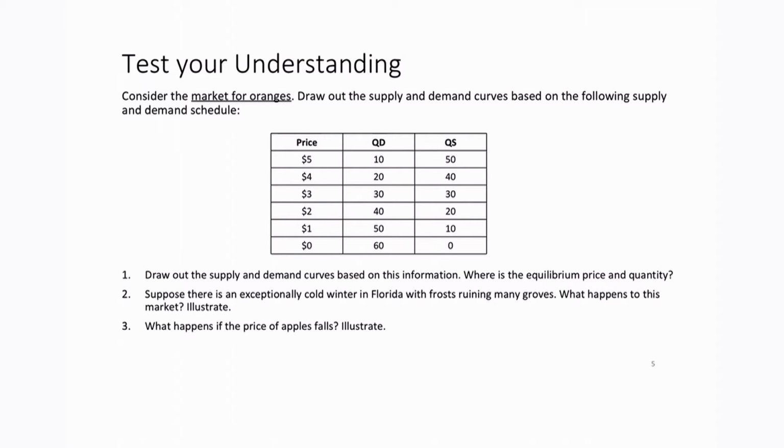So here, let's consider the market for oranges. And we have the following table that shows us the price, quantity demanded, and quantity supplied. So we have a different combination of quantity demanded and quantity supplied at each price point. We want to draw out the supply and demand curves based on this information and determine where we have the equilibrium price and equilibrium quantity. Then we want to consider what happens if we have an exceptionally cold winter in Florida that causes a frost that ruins many of the orange groves.